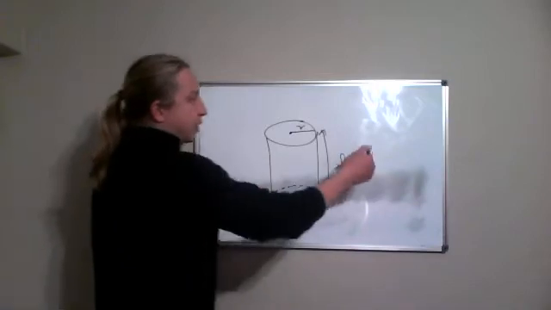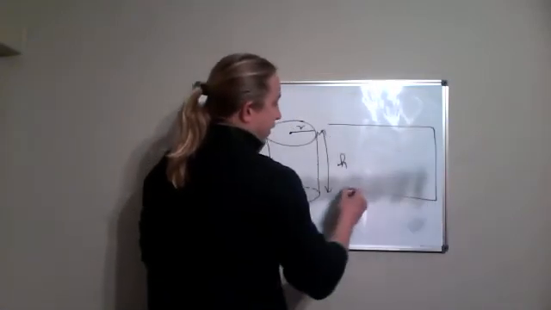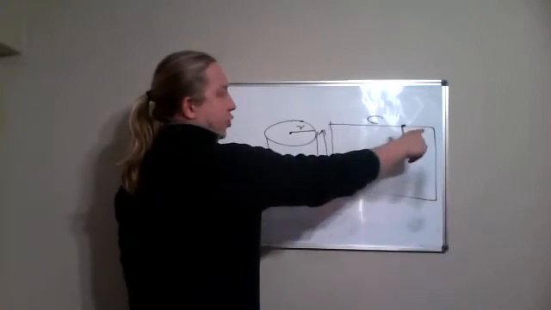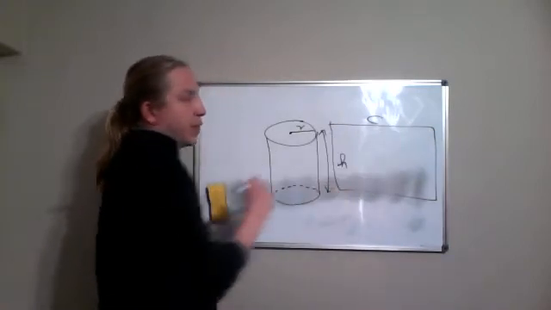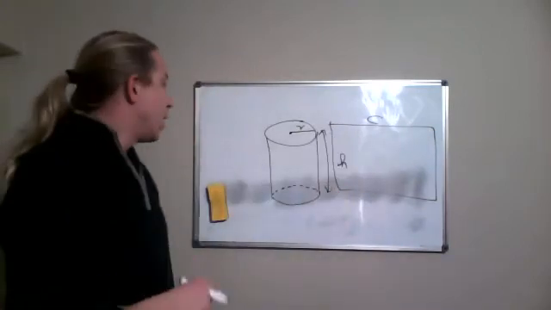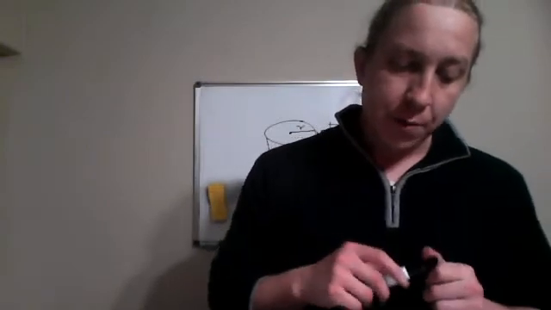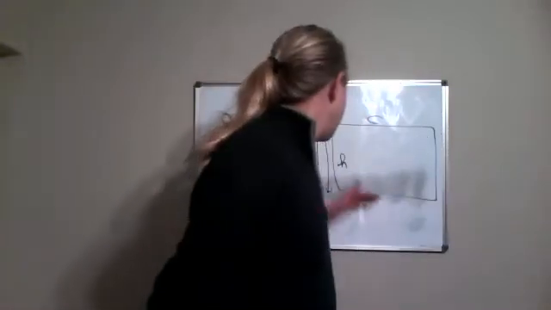If we roll this can out, we should get a flat piece like this. This distance will be C, which is the circumference, and this will be the height. Right, guys, so that is the surface area of our cylinder. Now, if we're talking about volume, the volume of the rectangular box is your length times height times width.